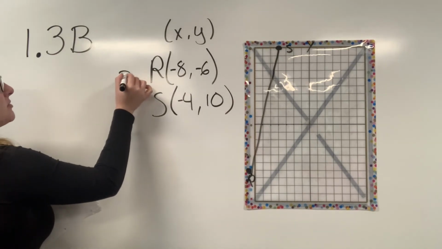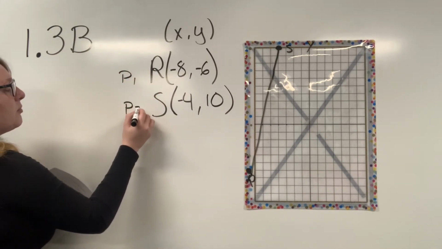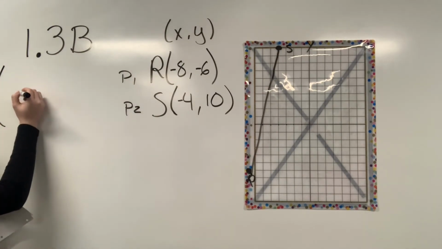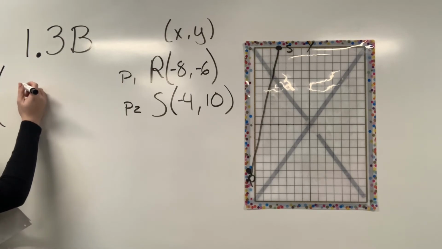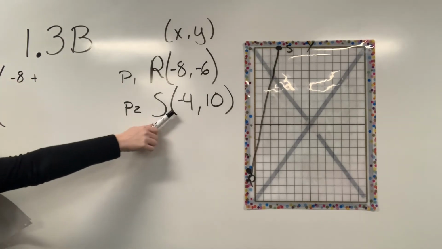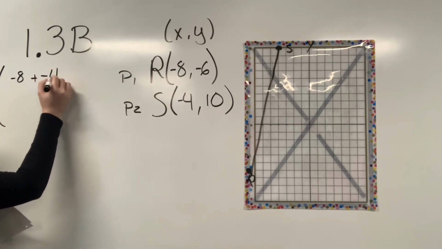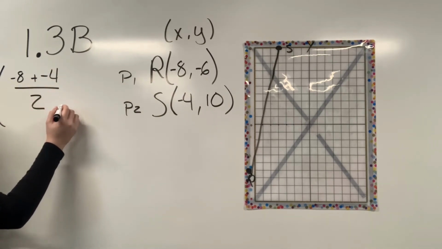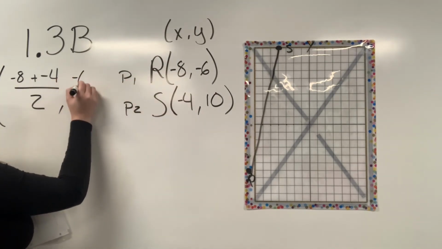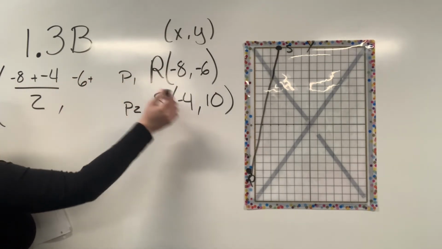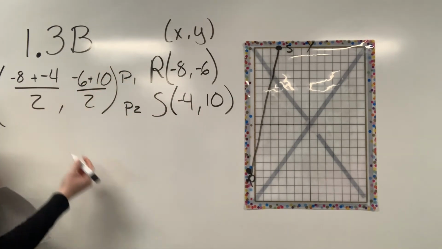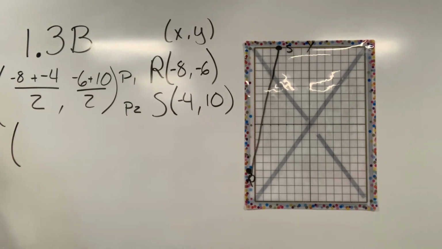I'm going to pick this to be our point 1 and this to be our point 2. We start with our parentheses. So we will have our first x, which is a -8, plus our second x, which is a -4, divided by 2, comma. We will have our first y, which is a -6, plus our second y, which is 10, divided by 2. Okay, next we have to simplify.